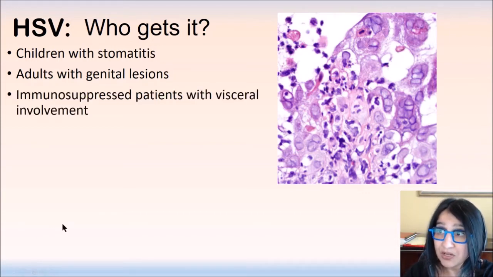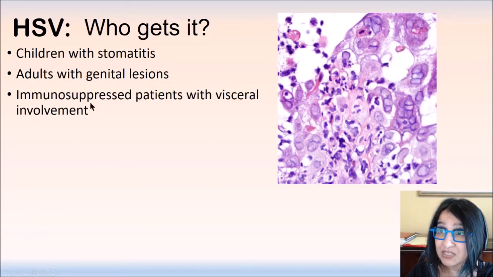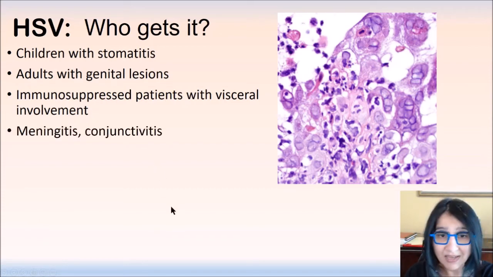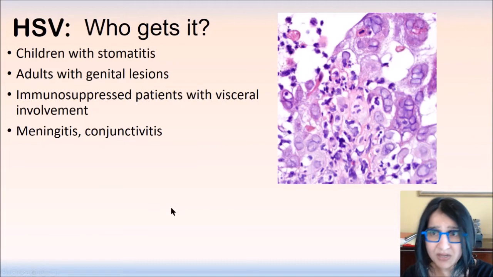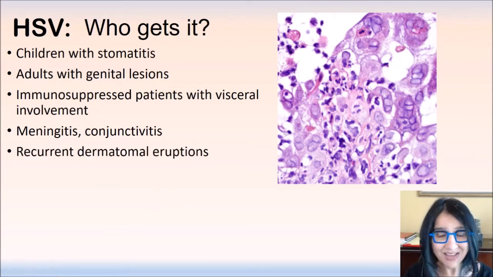HSV can also lead to visceral involvement, very severe visceral infections in patients who are immunosuppressed. So in a patient who is immunosuppressed, maybe they could have a herpes esophagitis, for example. That is something to keep in mind. Again, there are so many infections that it can cause: meningitis, encephalitis, conjunctivitis. So this is all possible with HSV. A recurrent dermatomal eruption. We think about that with zoster, right, with varicella, but it can happen with HSV as well. So especially in elderly patients, when you get a dermatomal distribution, it can actually be HSV as well.